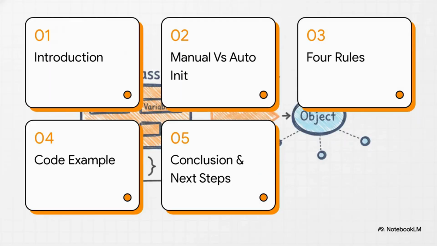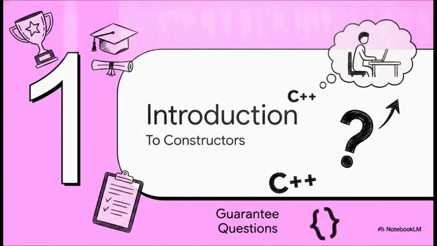So here is our roadmap for today's explainer. We'll start with an introduction to constructors, compare manual versus automatic initialization, run through the 4 rules of constructors, check out a code example to see the real difference, and then wrap things up with a conclusion and next steps. Let's kick things off with Section 1, Introduction to Constructors.